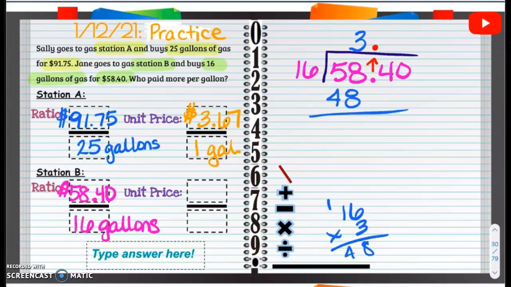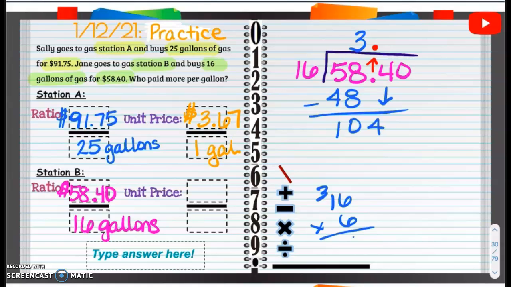We're going to subtract. 8 minus 8 is 0. 5 minus 4 is 1. Bring down that 4. How many times can 16 go into 104? Let's try 6 times. 6 times 6 is 36. 6 times 1 is 6, 7, 8, 9. 96. Let's try 7 times.